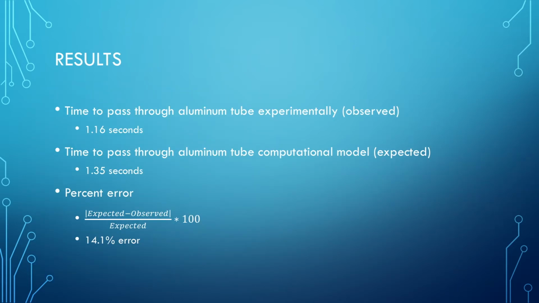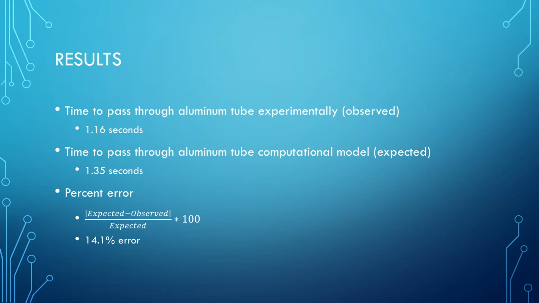I calculated my results for this lab: the time to pass through the aluminum tube experimentally, and this was when I did it myself, and I got 1.16 seconds as that average time, as well as the time to pass through the aluminum tube in the computational model, which is what we just went over in the previous slide, and that took 1.35 seconds.